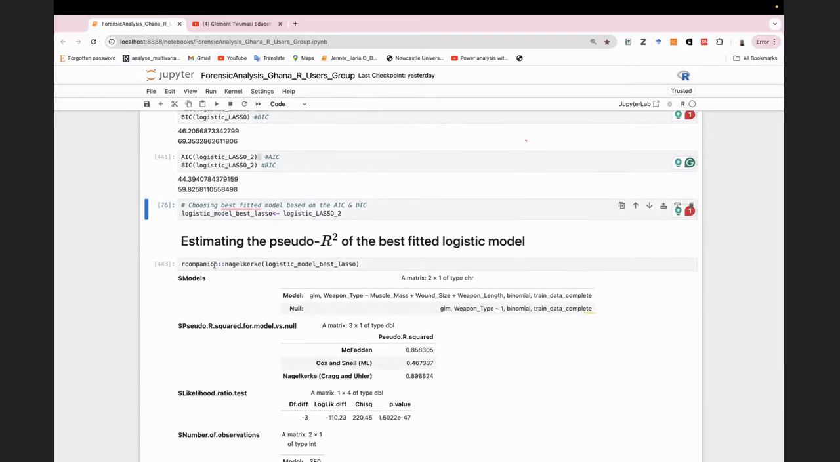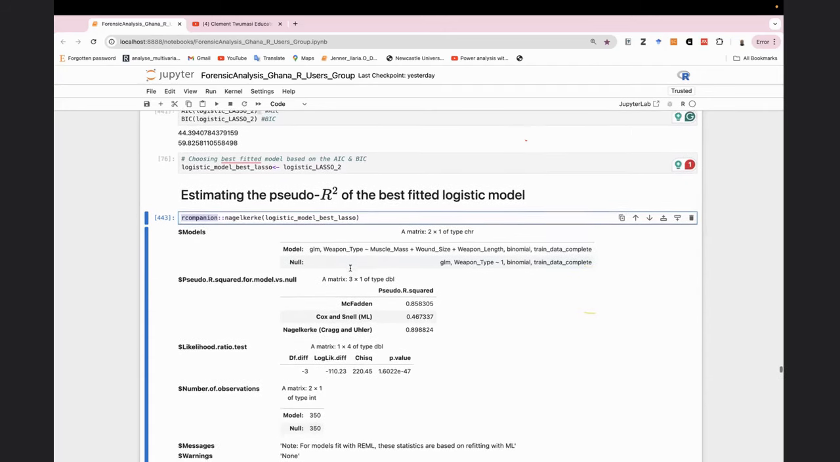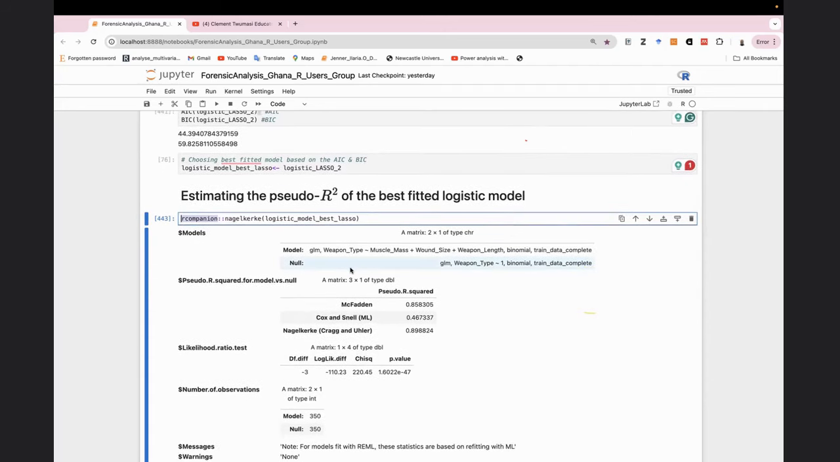And in R, there's a package called rcompanion. It helps you to estimate something called pseudo R squared. Remember that if the dependent variable is continuous, the R square is called the coefficient of determination, and in that case it's not pseudo. But when it's categorical, we also have a way of quantifying R square, but we call it pseudo because it's not a classical R square. And what does this R square tell us? R square is also a way of assessing the goodness of fit.